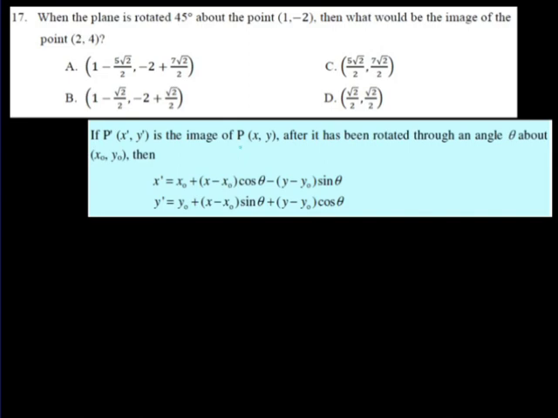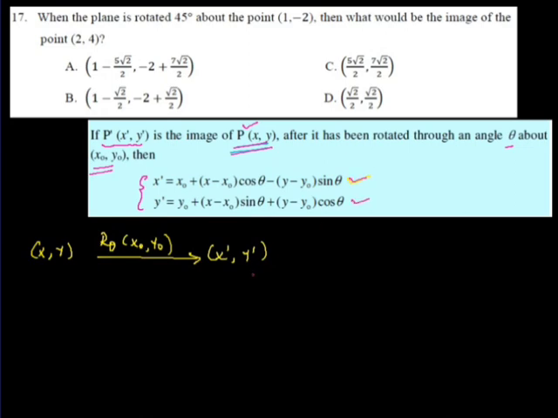here, if we have a certain point P, when we have a rotation through an angle theta about the point x naught y naught, the image of the point P will be P prime with coordinates x prime y prime given by this formula. So the image of any point x comma y under a rotation of theta about the point x naught y naught is given by x prime y prime, where x prime is given here, and y prime is here. So we will apply this.